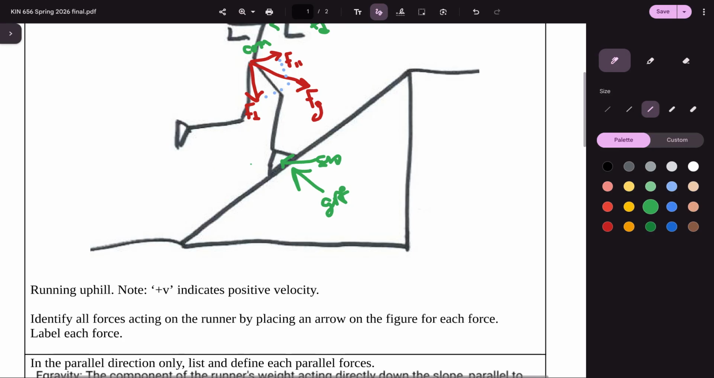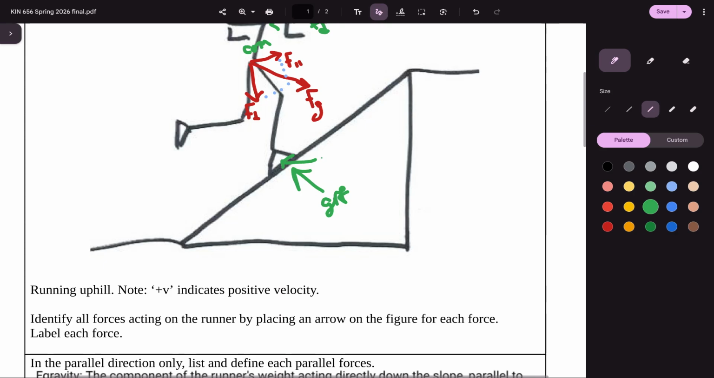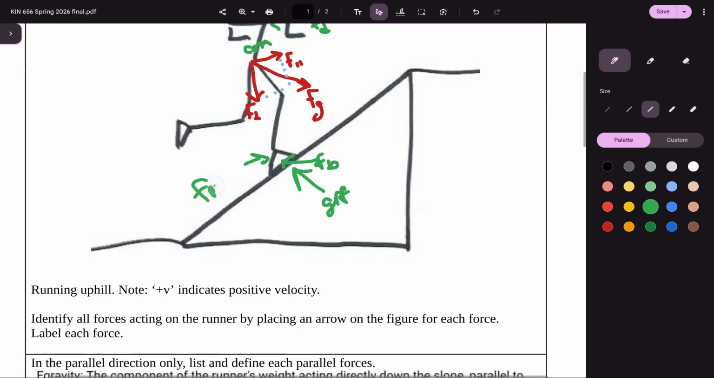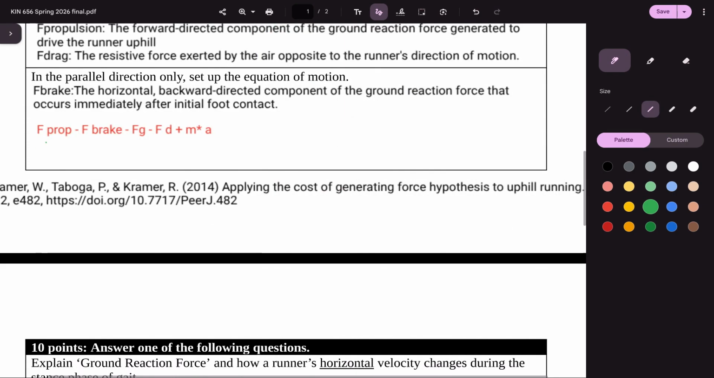So we're going to have the propulsion acting on the back of the leg. So let's try this, and then propulsion will work right here at the back of the leg. And that is because once that leg swings over, this leg is going to push off the ground and then accelerate the runner. And then this is going to be our equation. So the force of propulsion minus the force of brake minus the force of gravity minus the force of drag. Oh, this should equal, that will equal the mass times acceleration.